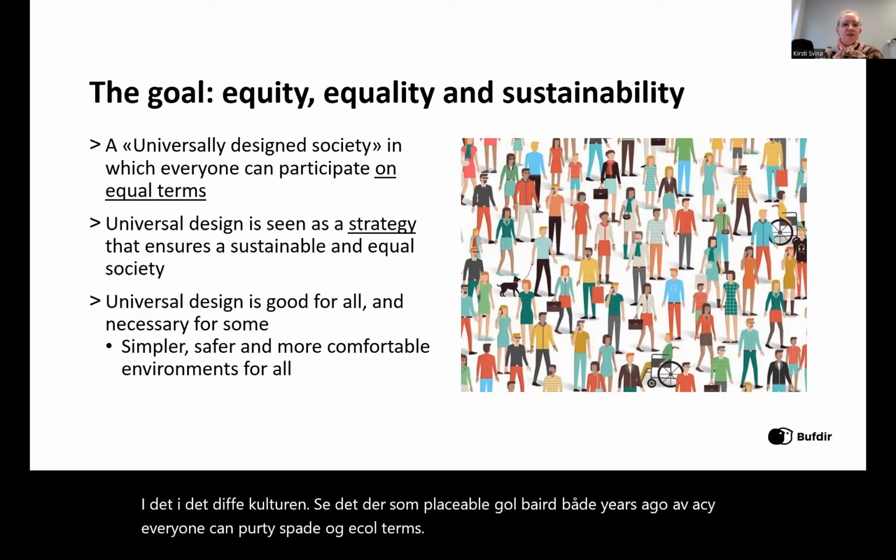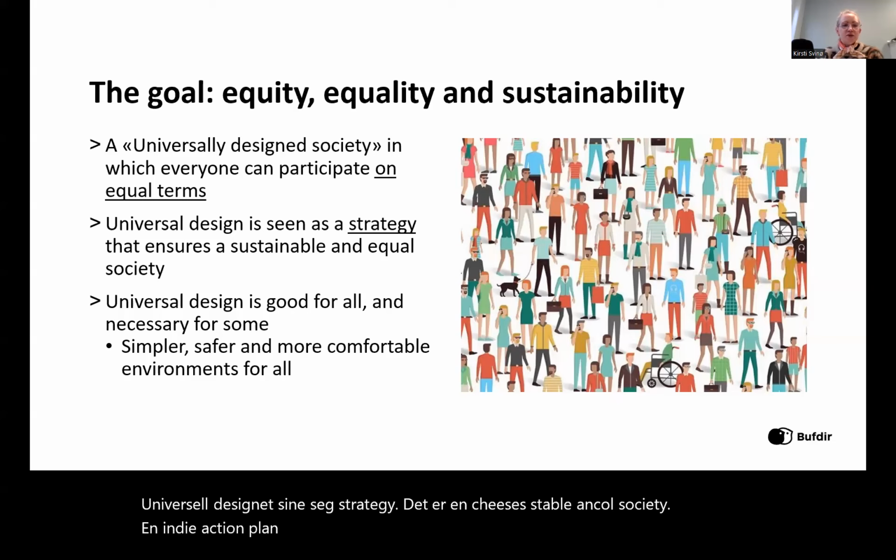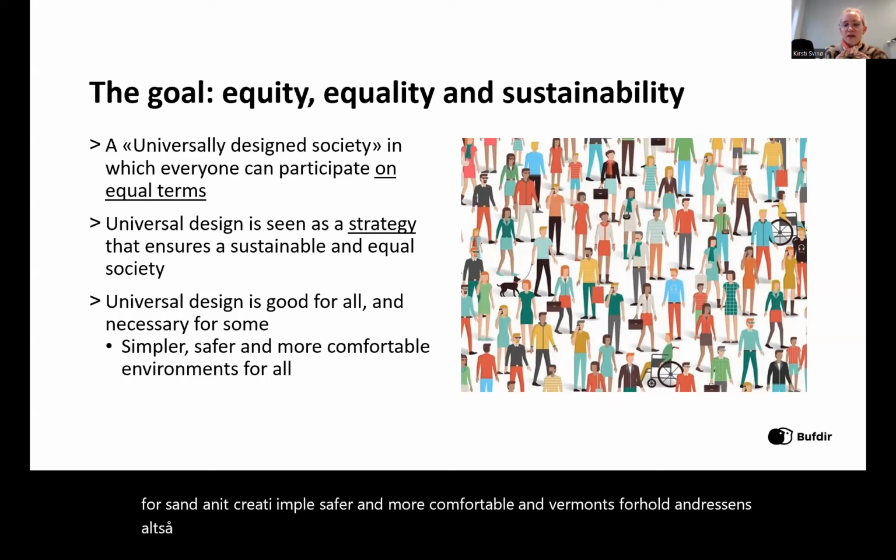Universal design is seen as a strategy that ensures a sustainable and equal society. And in the action plan, it is stated that universal design is something that's good for all and necessary for some. And it creates simpler, safer, and more comfortable environments for all. And this is also something that we in VIVE.DK are tasked to inform all the different sectors of.